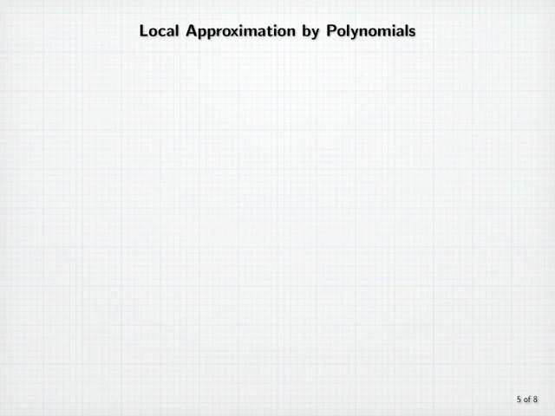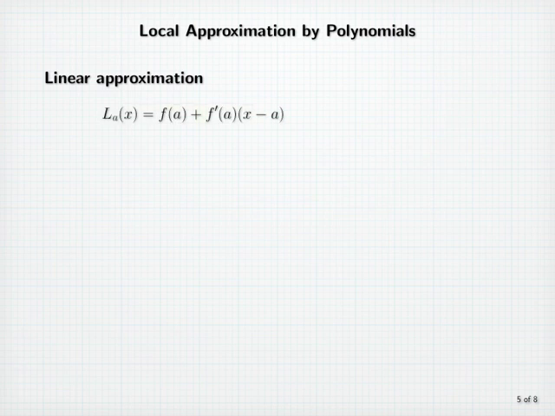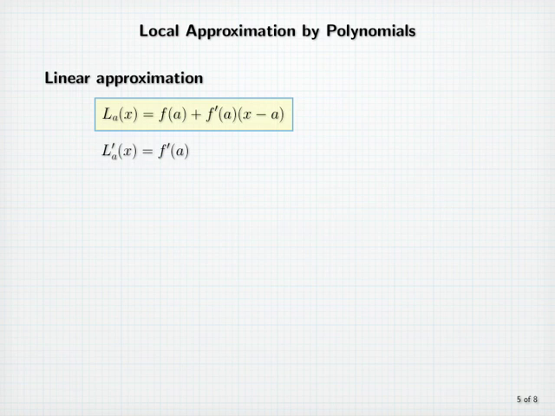Local approximation by polynomials. Linear approximation. We define a linear function L sub a of x equal to f of a plus f prime of a times x minus a. This is the linear approximation of f at x equal to a. Let's notice that the derivative of L sub a is simply equal to the derivative of f of a with respect to x, which is 0, since that's constant, plus the derivative of f prime of a times x minus a, which is just the constant f prime of a.